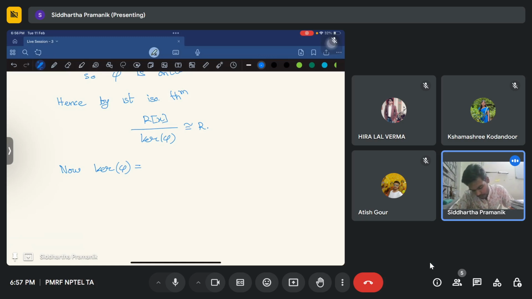So kernel, by definition, it is the set of all elements of the domain ring, here it is R[x], such that phi of this element is going to 0. Now it can be written as all those polynomials in R[x] such that, so what is phi of P(x)? It is P(0) and it is 0.